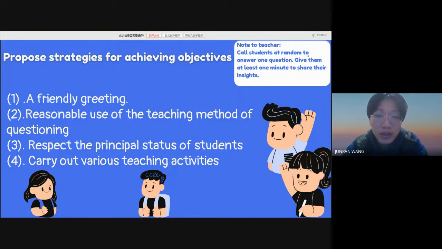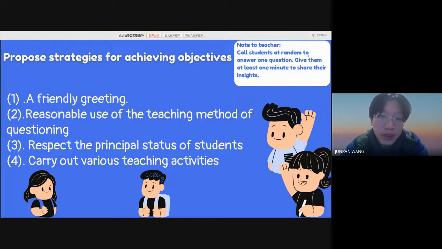Don't scold a student, but encourage him when he answers wrong. And for the third, respect the principal status of students.